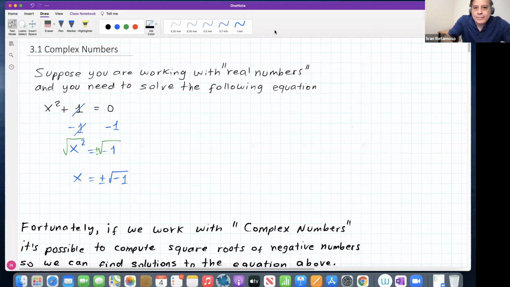And there we are kind of in trouble, right? Because we are working with real numbers, and the square root of -1 for the system of real numbers does not make sense, it's undefined.